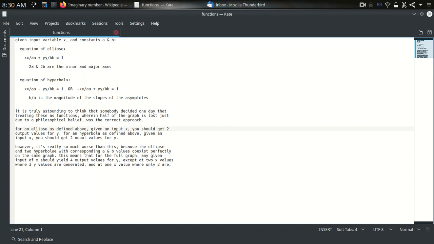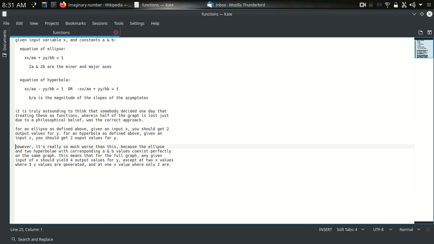So, for an ellipse as defined above, given an input x, you should get two output values. For the hyperbola defined above, given an input x, you should get two output values when you're not away from it. Note though, when you're away from the hyperbola, you're in the territory of the ellipse, and when you're away from the ellipse, you're in the territory of the hyperbola. Because it's the same equation.